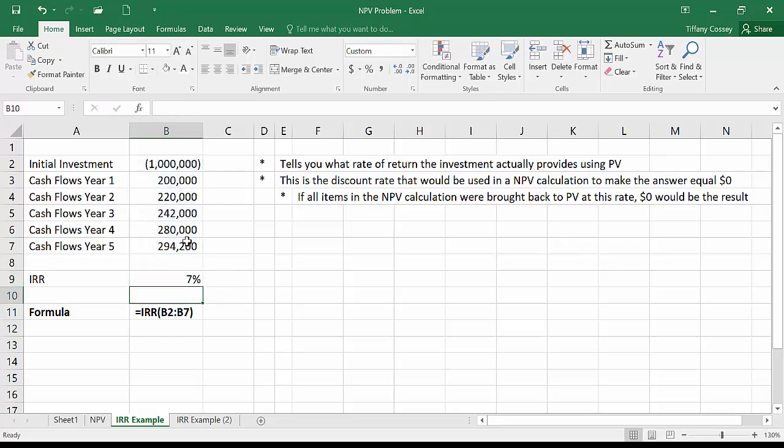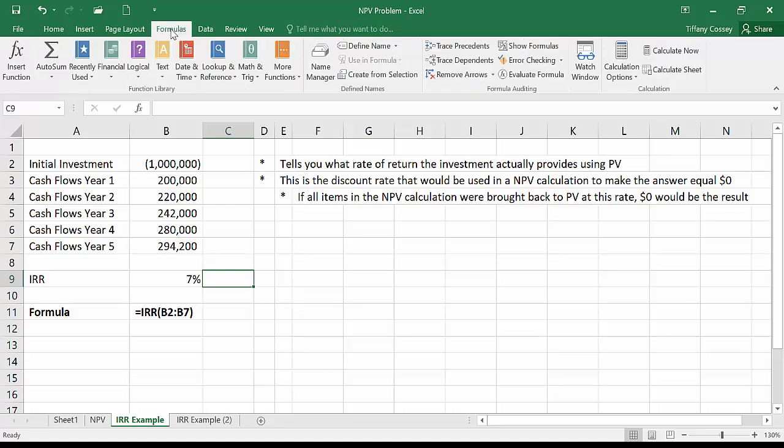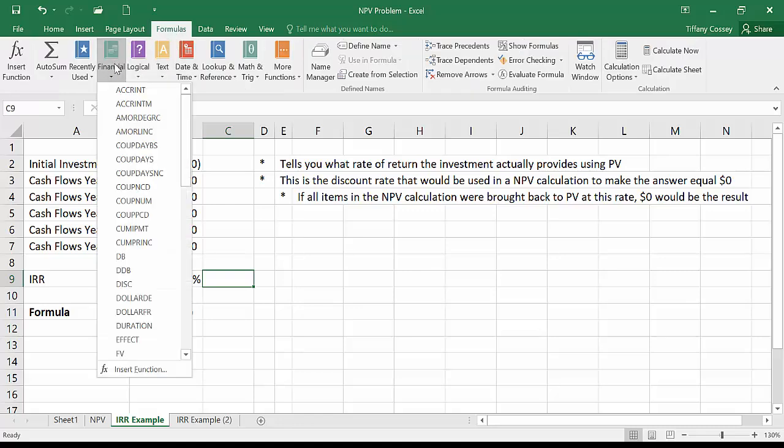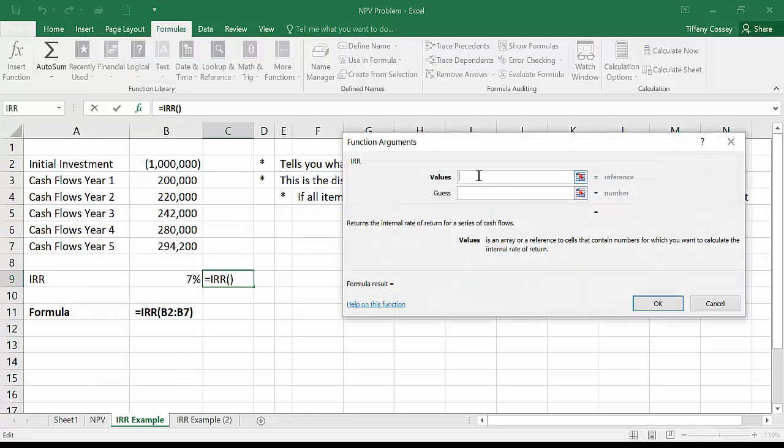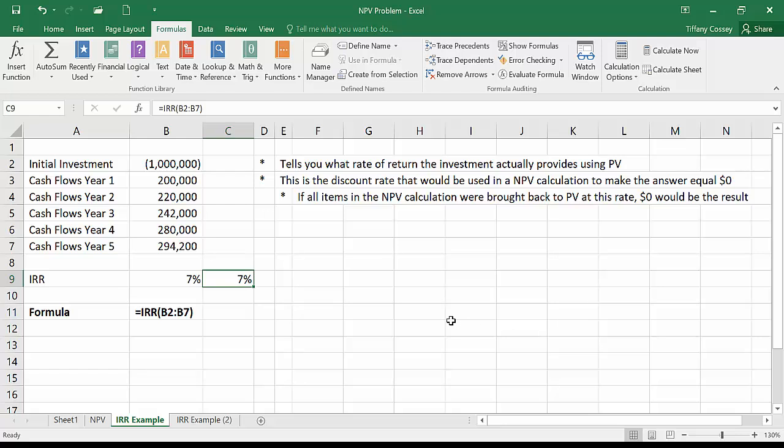Now, you can use the formula bar to do IRR, and it would look like this. You go into formulas, choose financial, choose IRR, and for the values, you're just going to select the same values we did a minute ago. So we don't have to close our parentheses there. Hit OK, and it returns the same number. However, it actually takes longer to use the formula bar in this case, so if you can just memorize that formula, you're going to be in much better shape.